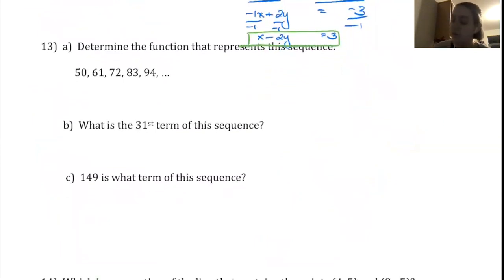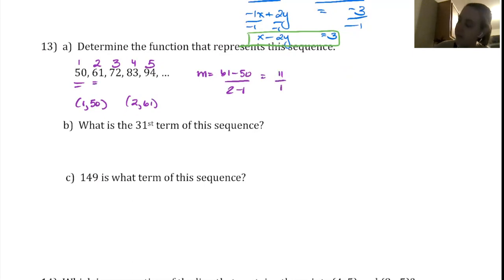13, determine the function that represents the sequence. Again, you have to find your own slope. You know that this is the first term, second term, third term, fourth term, fifth term. So you choose your own ordered pairs. Choose the first two. It's (1, 50) and (2, 61). So to find your slope, 61 minus 50 over 2 minus 1 gives you 11 over 1. If we do that point slope form again, we've got y minus y1 equals m times x minus x1. I like the first pair. It's pretty easy.